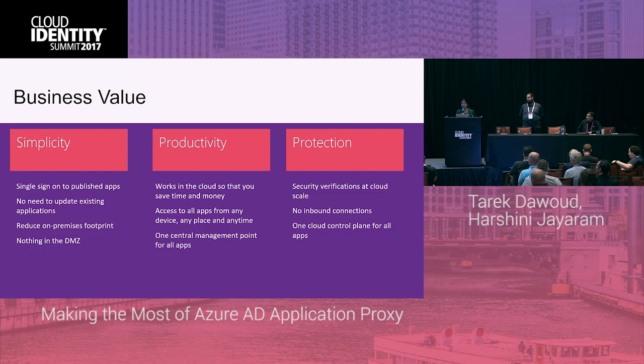The service also provides many of the benefits you typically think of with the DMZ, such as terminating traffic. So you're not putting anything in the DMZ, and you don't need to update your existing applications to have them work with the connector. When we look at productivity, we're giving more access to your apps from any device and any place. You're helping your users be more productive. And finally, for protection, as I mentioned, there are no inbound connections. You're getting security verification at a cloud scale and all the protection of Azure Active Directory to those users trying to access your on-prem resources remotely.